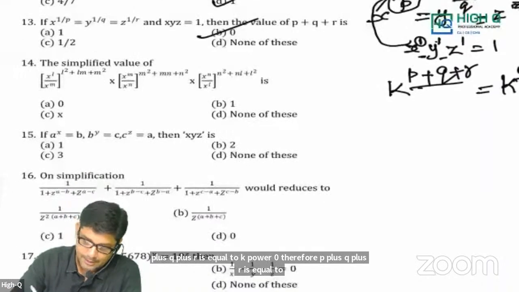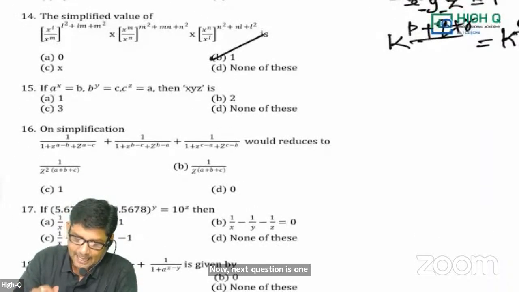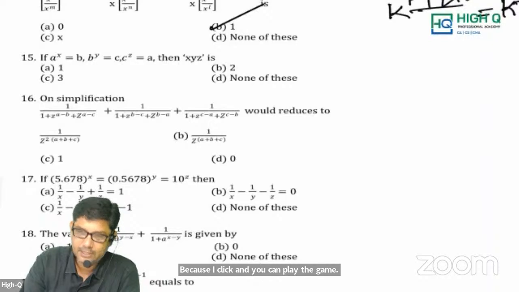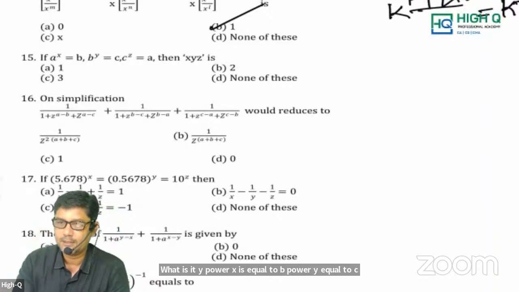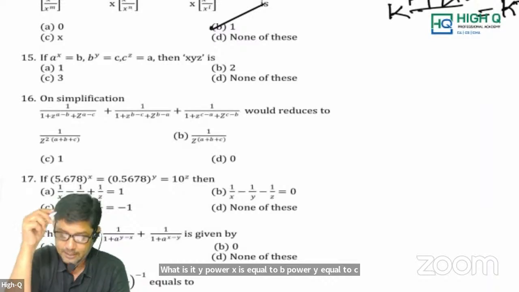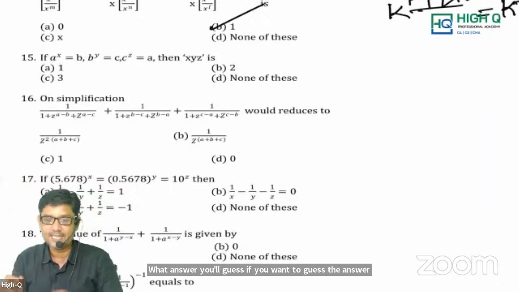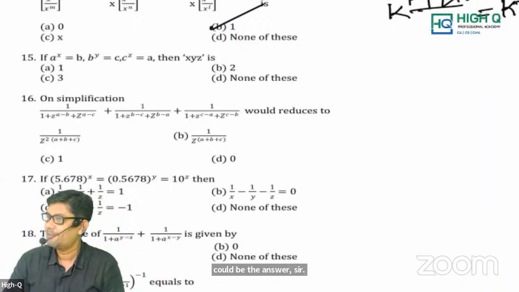Now, the next question is 1 because it is cyclic, and you can play the game. What is it? a power x is equal to b power y equal to c power z. Again, it's cyclic, right? If you want to guess the answer directly, what answer will you guess? What does your instinct say? Sir, it's cyclic, sir. This could be the answer, sir. Huh? 1. That's the right answer.